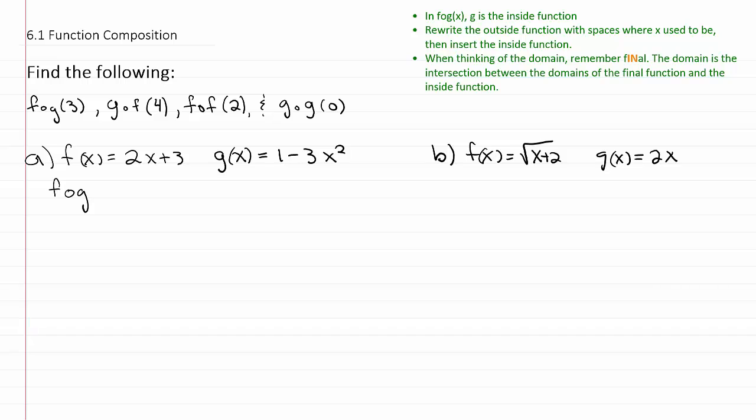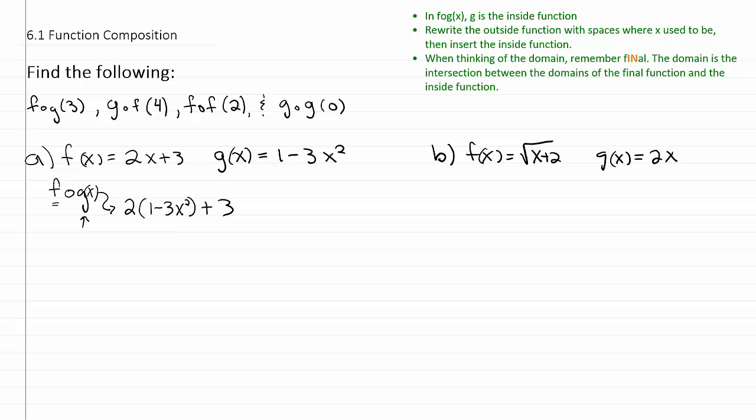So when you have f of g, right, take the f function, rewrite it so it has a space. So you'd have like 2 space plus 3. So where the x used to be, there's a space, and then insert what's called the inside function. So it'd be 1 minus 3x squared in this case. And this would be basically f of g of x. And the reason why we say of x is because the function still has x inside of it.